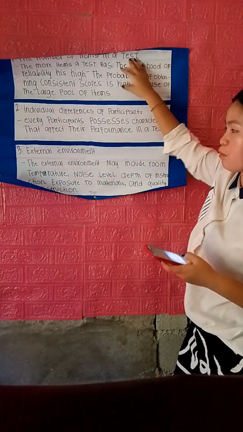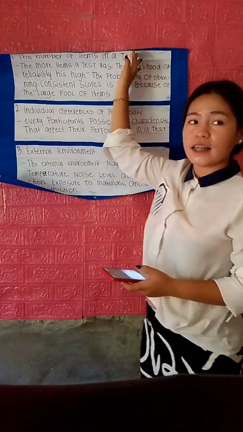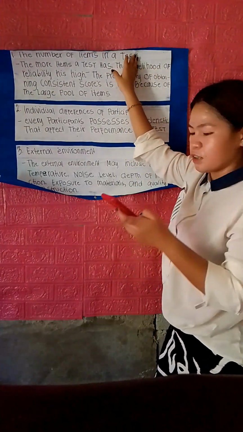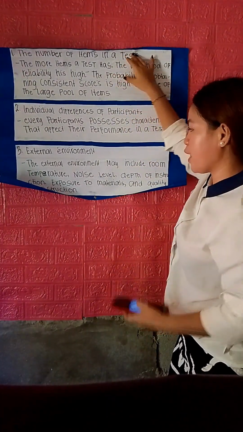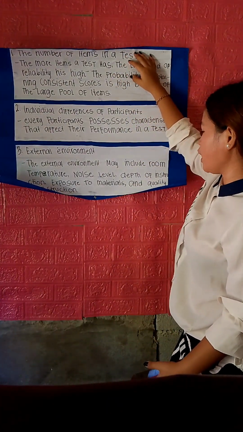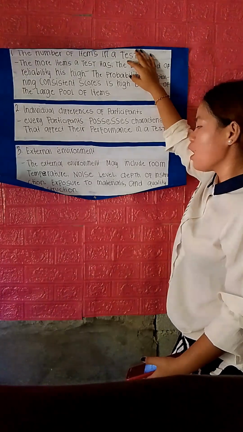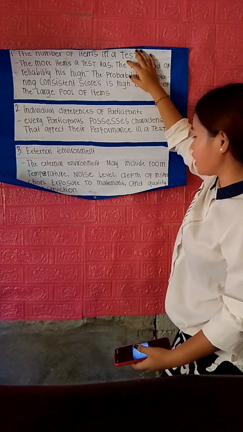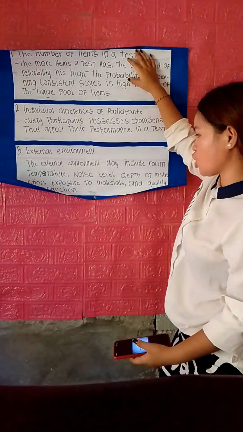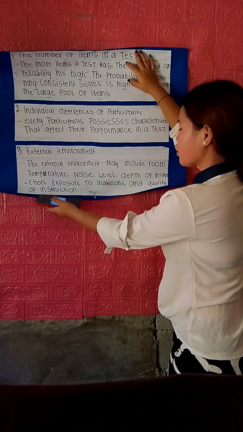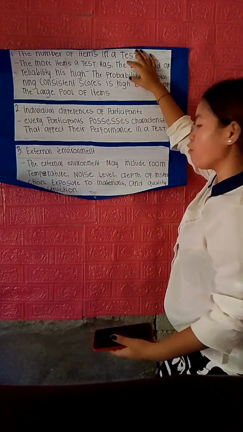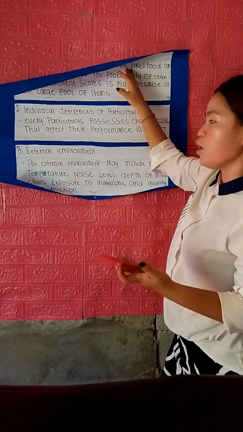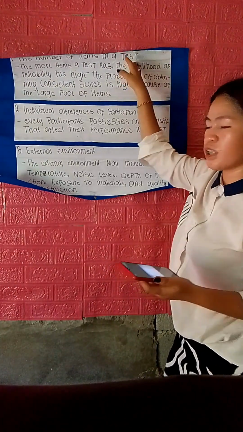Let's proceed to number 3, which is external environment. External environment may include room temperature, noise level, clarity of instructions, exposure to materials, and quality of instruction. Those are examples of external environment.